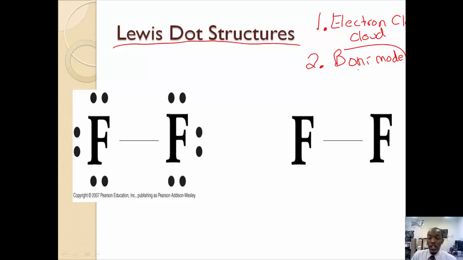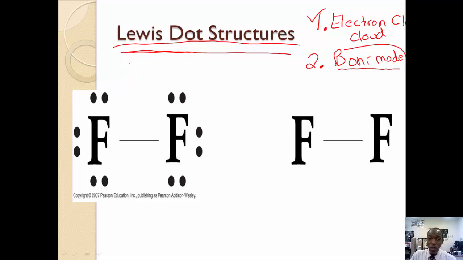But the Bohr model does tell us the number of electrons, and it does show us how elements chemically bond with other elements using valence electrons. So the Bohr model shows us things that the electron cloud model cannot, even though that is the accepted theory. Alright, but to make life easier, they came up with the Lewis dot structure. And the Lewis dot structure helps us identify the valence electrons more easily.